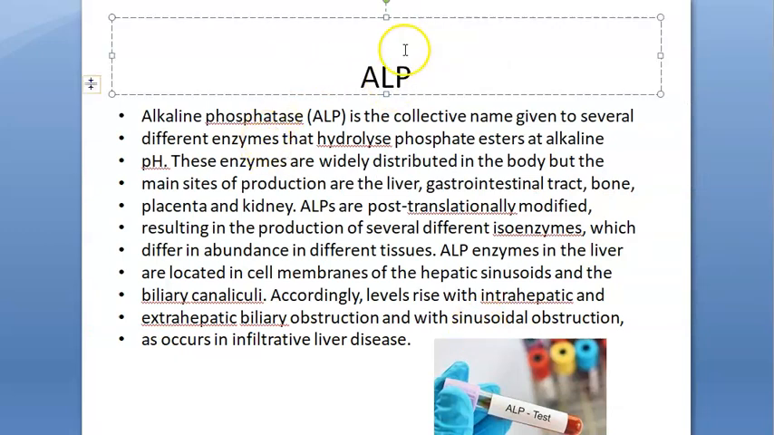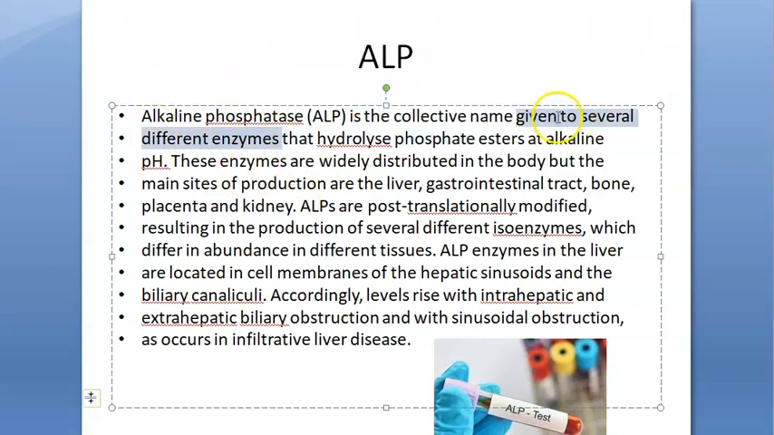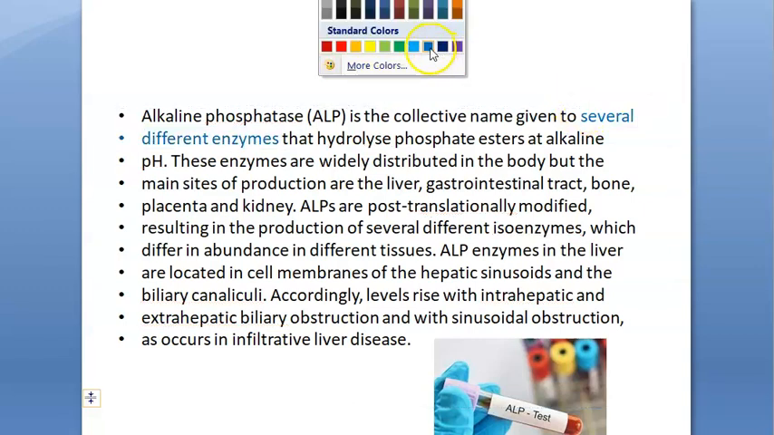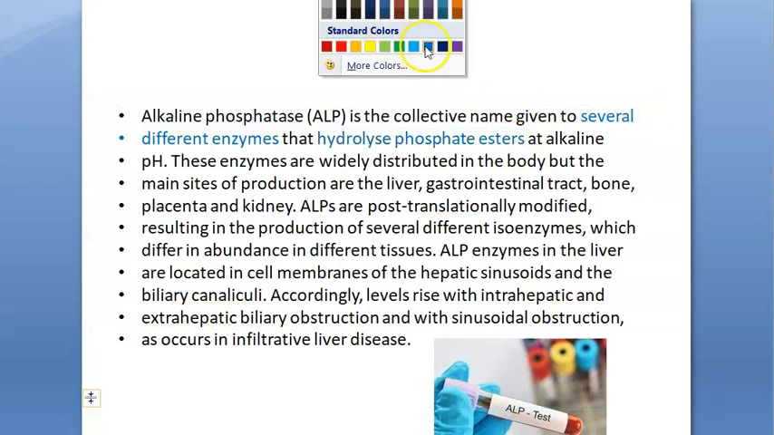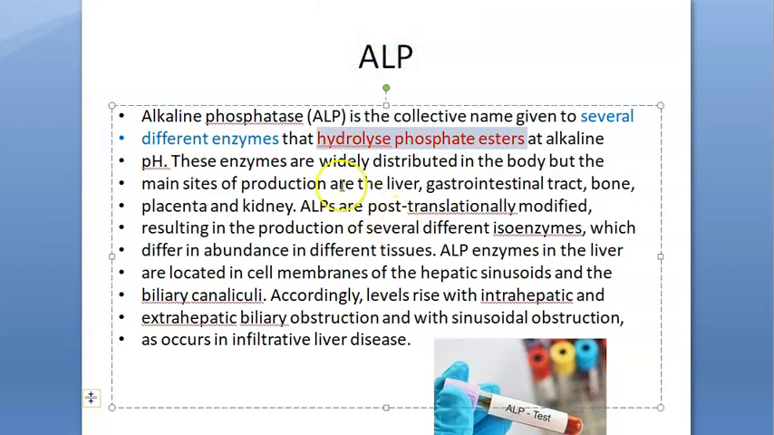They're saying it is a collective name given to many enzymes. So it is not a single enzyme; it's several different enzymes together. And what do these enzymes do? They hydrolyze phosphate esters at an alkaline pH. That is why they're called alkaline phosphatase. They're going to do some phosphatase activity, hydrolyzing phosphate at an alkaline pH.